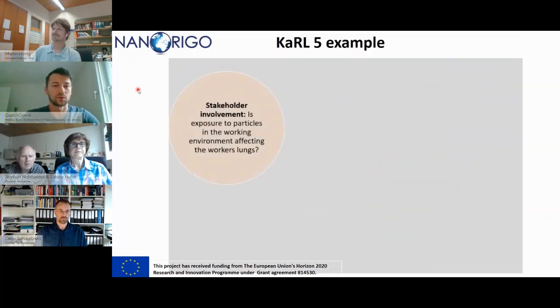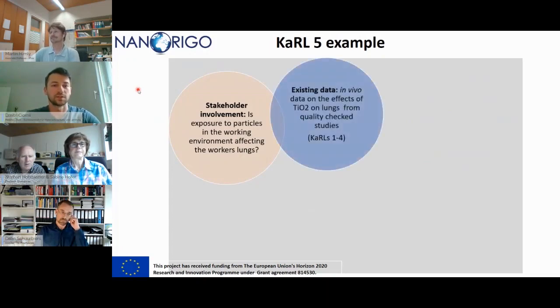So now let's go concrete. So we have a stakeholder. What could be next? What could be the existing data? The existing data could be just in vivo data on the effects of titanium dioxide on lungs. And this existing data we could find from reliable sources. They should be KaRL 1 to 4. Now, occupational exposure to titanium dioxide represents legal requirements. Here we need to know the threshold of the concentration of titanium dioxide which is allowed per regulation.